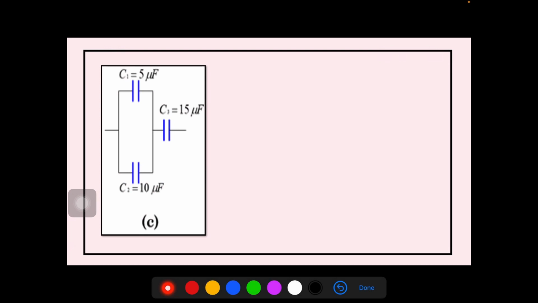Next, we need to simplify the circuit first. Look at the diagram. We can see that C1, C2 and C3 are not purely in series or purely in parallel, but in a combination of series and parallel. So what you need to do is simplify first. Which one is more complicated? You can see C1 and C2 are in parallel, so you can combine them.